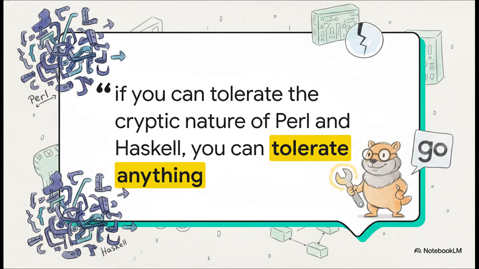Now, I absolutely had to include this quote from Ang's notes, because it establishes this incredibly fun, highly opinionated hacker mindset right out of the gate. Ang writes, "If you can tolerate the cryptic, dense nature of Perl and Haskell, you can probably tolerate anything." I mean, it's just a cheeky reminder that every programming language has its quirks, and Go is definitely no exception.